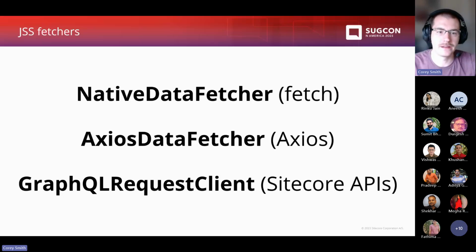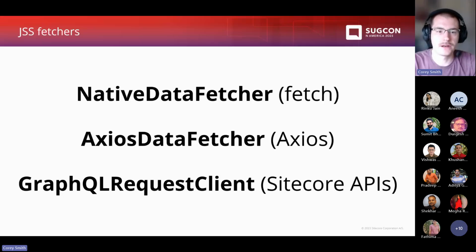The reason for that is since it wraps fetch, the native data fetcher is going to get any kind of improvements that Vercel or the Next.js team make to fetch over time. For example, Vercel has recently added some new features to fetch like caching and request deduplication. And if you use the native data fetcher, you'll get those features for free as you upgrade Next.js. You wouldn't get those with the Axios data fetcher.